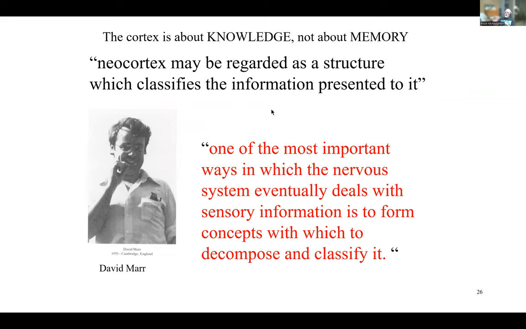Okay, well, that idea turns out to be quite old. A lot of people didn't read David Marr in the early 70s, but he basically said that the cortex is the organ that decomposes information and forms concepts and classifies data. Unlike the hippocampus, which he thought was simply an attractor memory, which stored patterns.